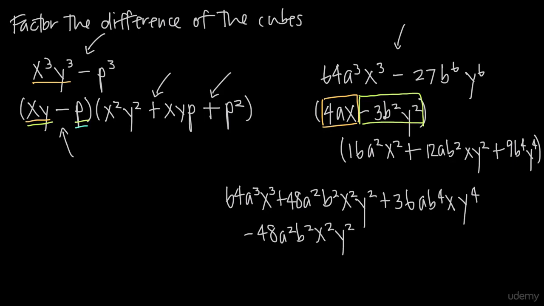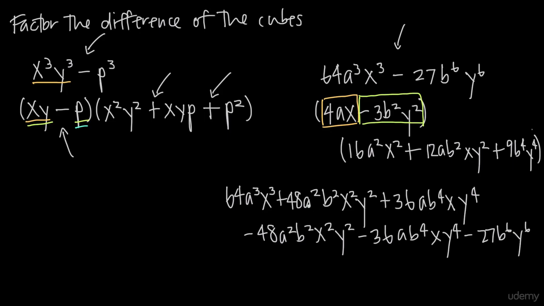Then we're going to take negative 3b squared y squared times this second term with the 12 in it. That's going to give us a negative 36 a b to the fourth x y to the fourth. Then we're going to take the negative 3b squared y squared and multiply it by this last term with the 9 in it, and that's going to give us negative 27 b to the sixth y to the sixth. So we've multiplied everything out. Now we need to see if we can combine like terms.